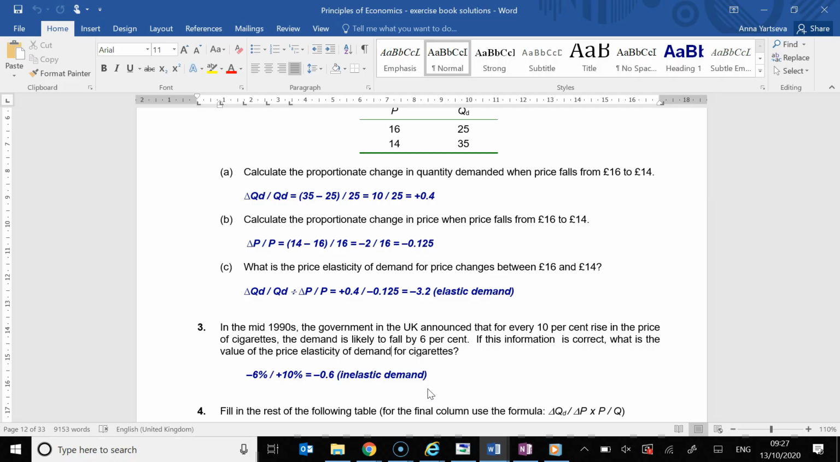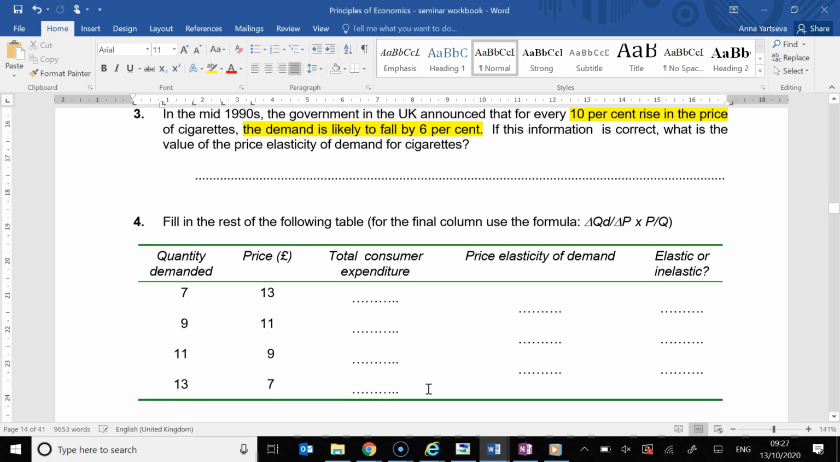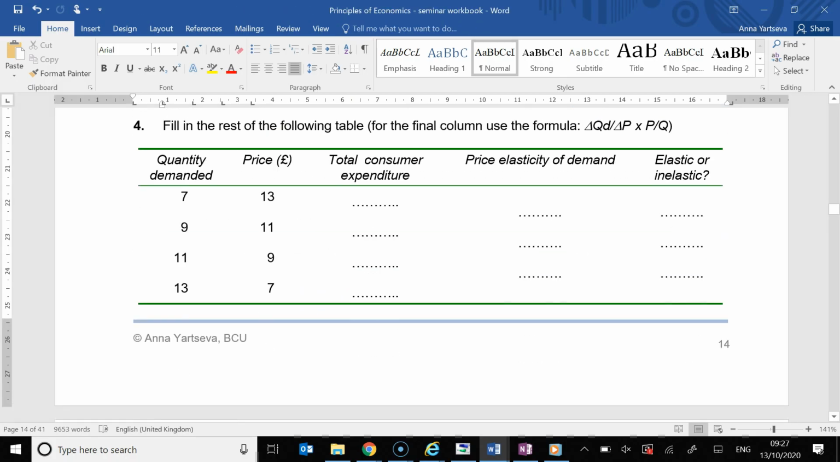Any questions? So these are the absolutely basic exercises. Now let's move on to something a little bit more complicated. Let's proceed to exercise 4. Here we are given the table, we are asked to calculate elasticity as before, interpret whether it's elastic or inelastic, and we are also asked to calculate total consumer expenditure. This exercise introduces us to a slightly more advanced concept, which we'll use in the next lecture.